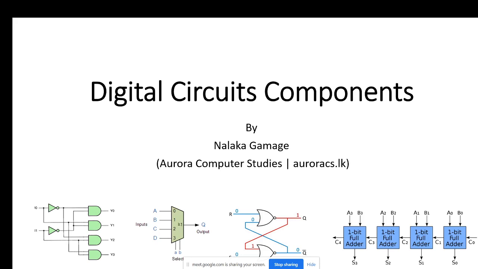Okay, right. So today we are going to discuss some useful digital circuit components. This is not going to be a very lengthy one, and we are going to do some faster questions. Right. So let's move on.